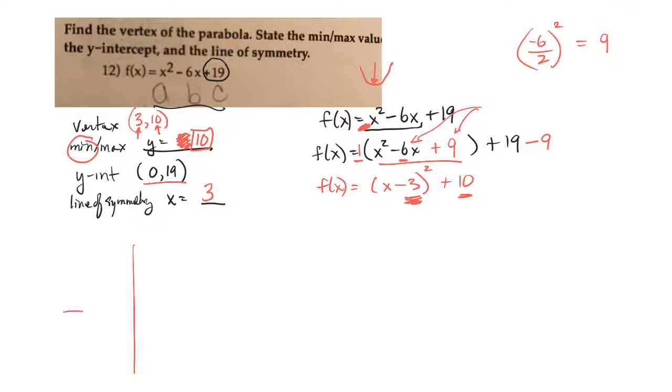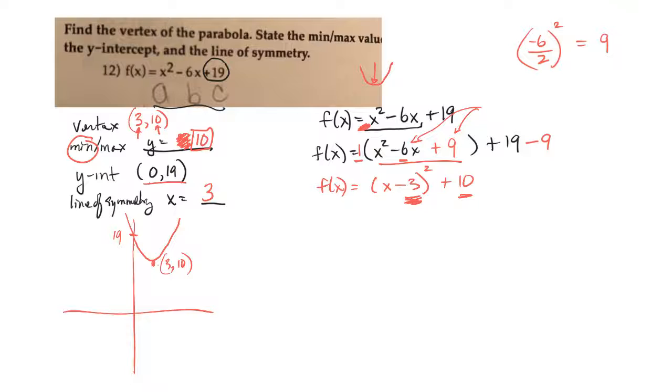If they wanted you to graph it, (3, 10) is my vertex, and it opens upward like this. So it would cross right there at 19, and that point there would be (3, 10).